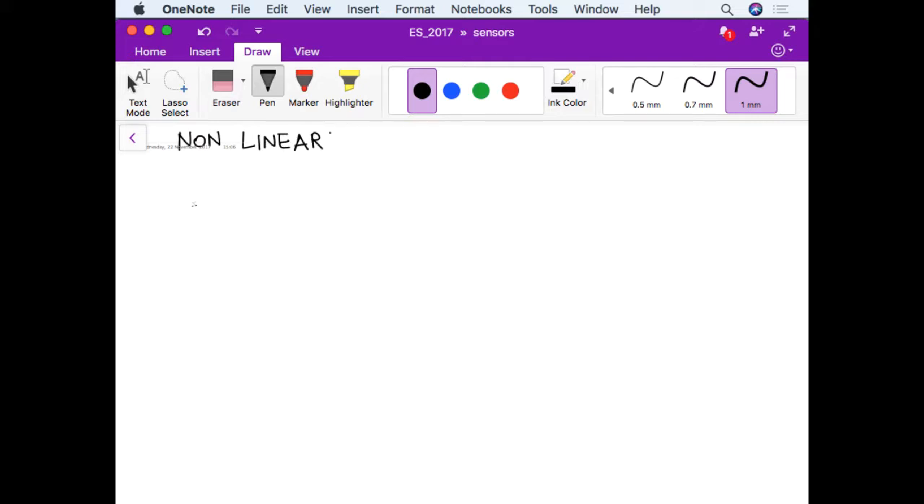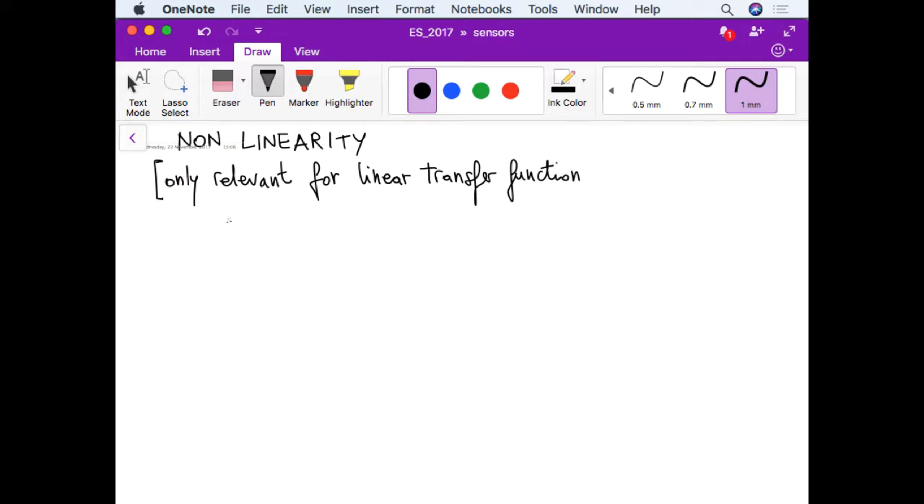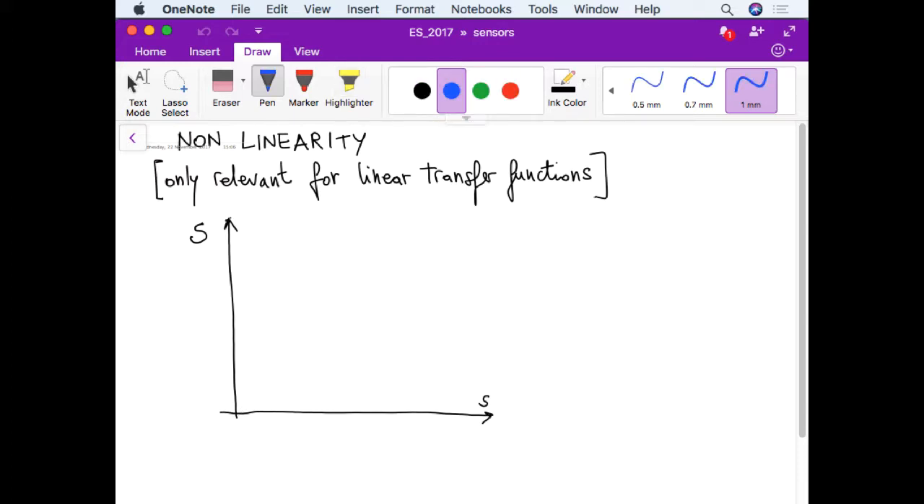Non-linearity is another quantity with specific meanings. It is, of course, only relevant for linear transfer functions, because it gives me information about how different the actual transfer function is from the linear nominal one. The point that we need to stress here is that there are different possibilities in terms of definition. Let's assume that this is the actual transfer function. Of course, it is almost linear, but not exactly linear. So this is the actual transfer function.